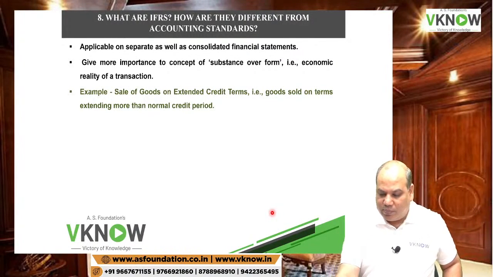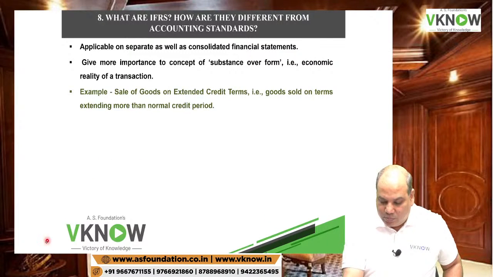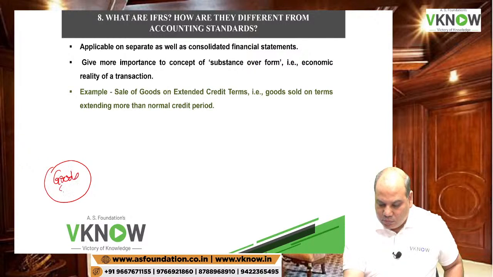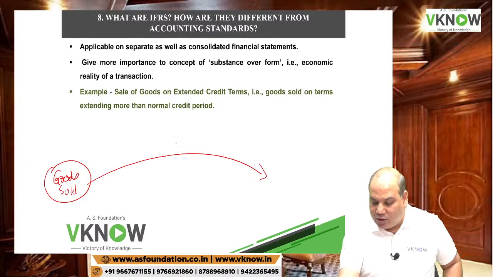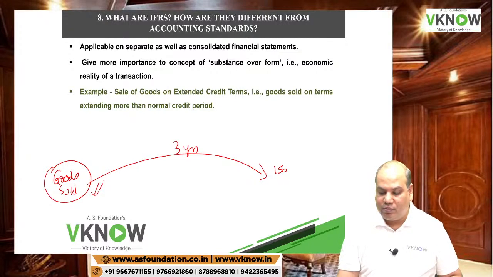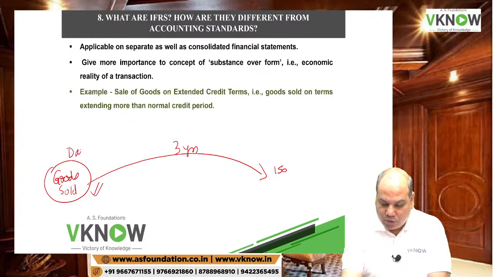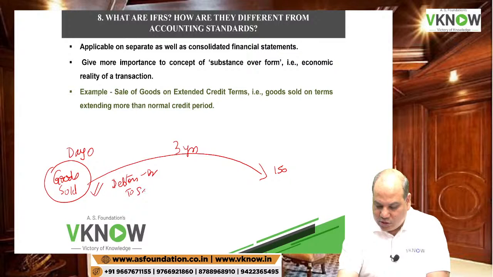Sir, give me an example. That is why I have sat down. Suppose goods are sold, and the payment will be made after 3 years, say 150 rupees. What accounting entry will you pass here on day 0 when the goods are sold? Will you write like this: Debtors account debit to sales account 150, 150.